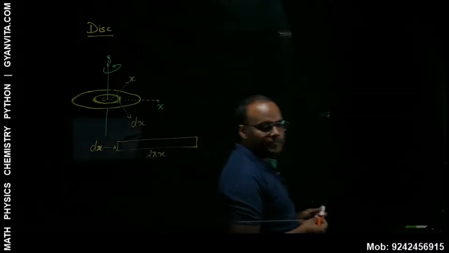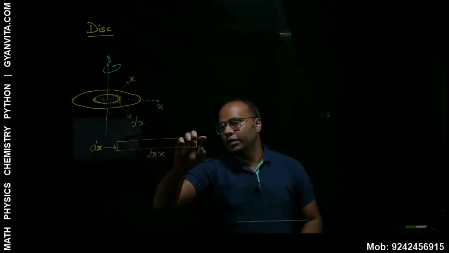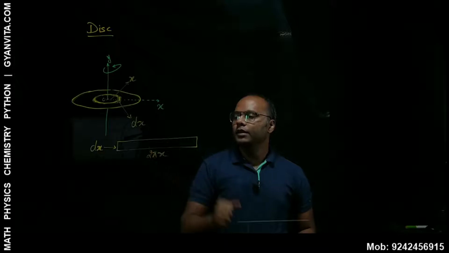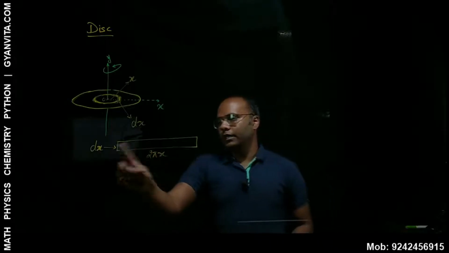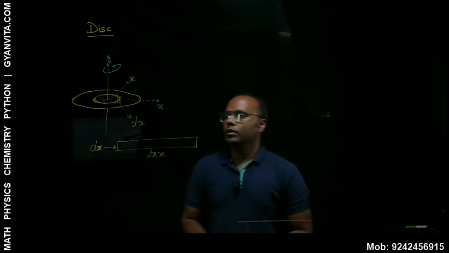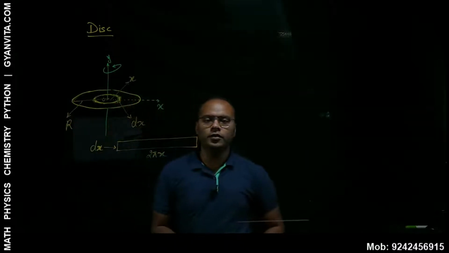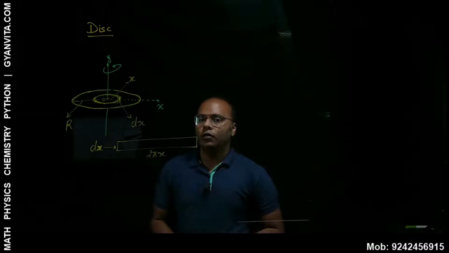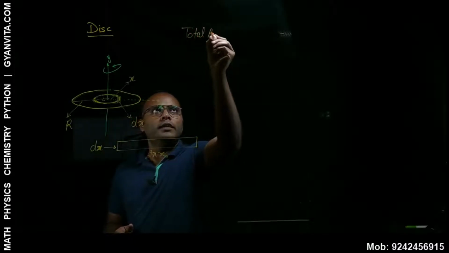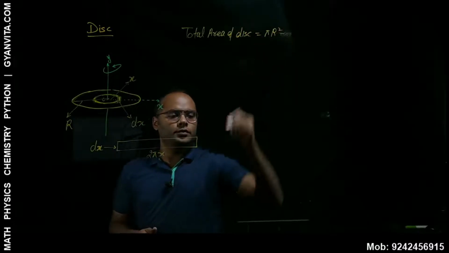So the thickness of this strip, which is actually a rectangular strip which we got by opening this, will be a rectangular strip of thickness dx and length 2 pi x. And this entire radius is r, that is the complete radius of the disc, right? So now what is the area of the total disc? So total area of disc equals pi r square.